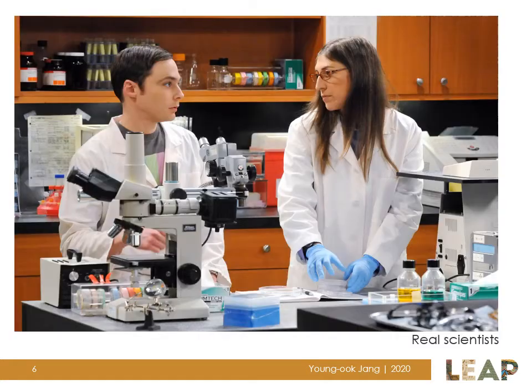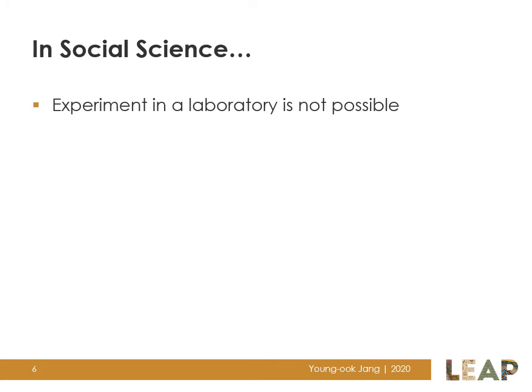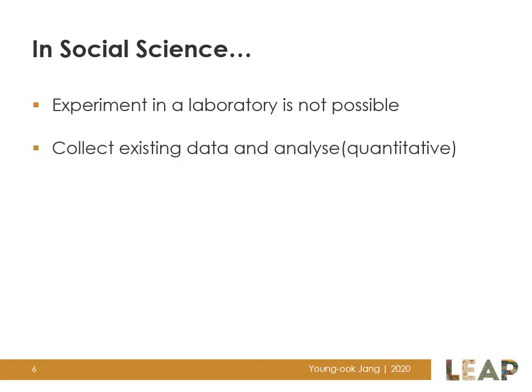Natural scientists are the real scientists, I would call, right? So like Sheldon Cooper and Amy Farrah Fowler from Big Bang Theory, the American soap opera, if you like it. But in social science, it's impossible to have the control group and treatment group in a laboratory, right? It's not possible. So you need to rely on the existing data, like existing quantitative data.